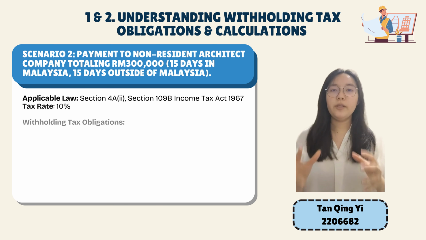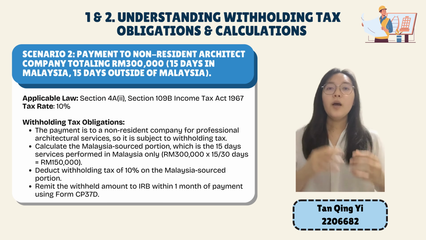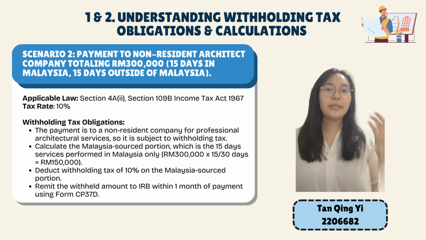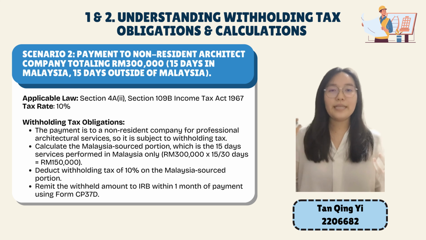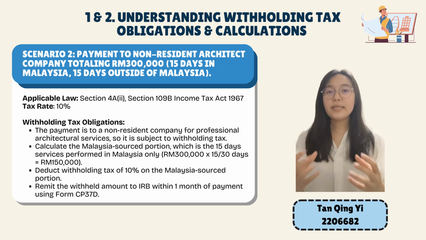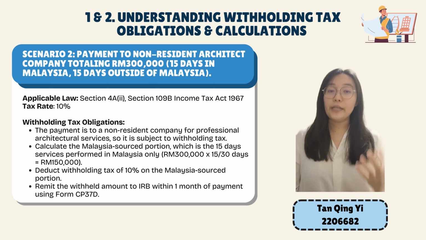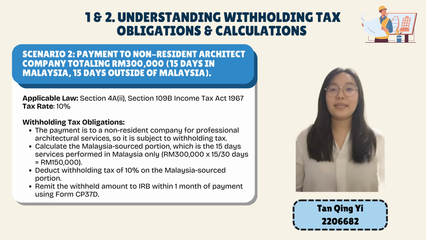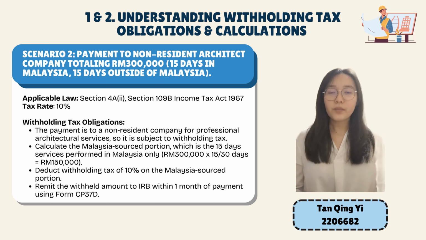For scenario 2, the payment totaling 300,000 for architect services provided by a non-resident company covers 15 days in Malaysia and another 15 days outside of Malaysia. This scenario applies to Section 4A2 and also Section 109B of the Income Tax Act 1967. The withholding tax rate will be 10%.